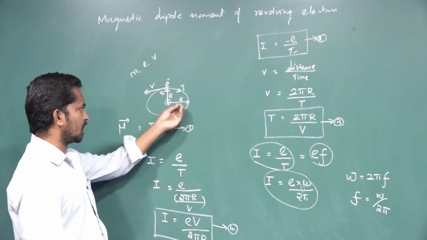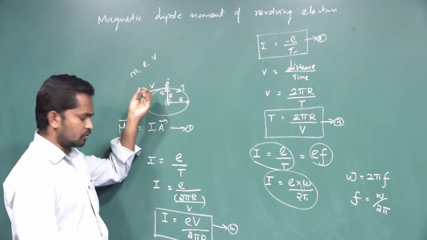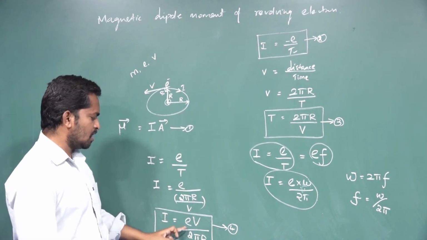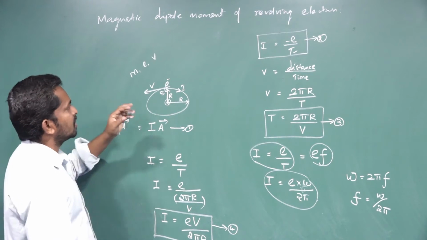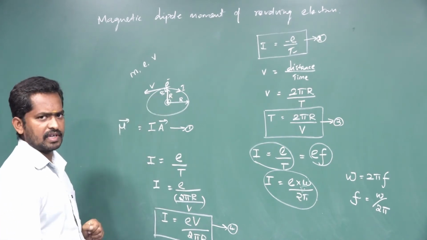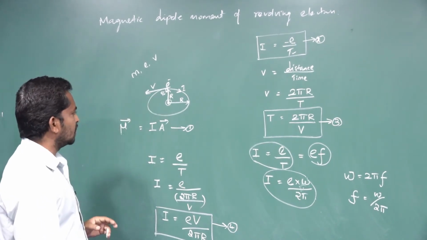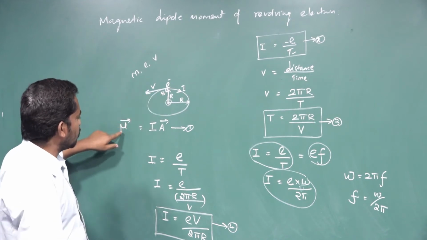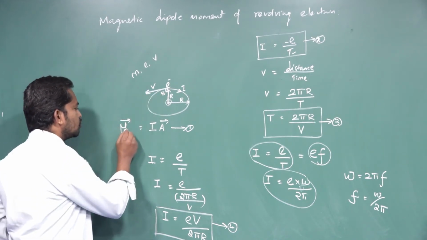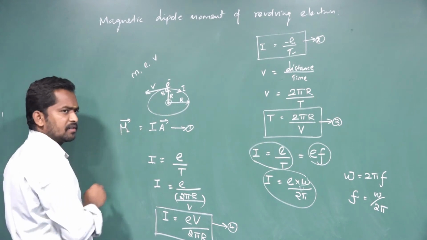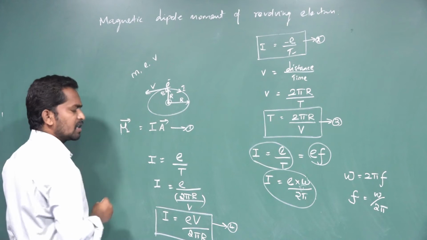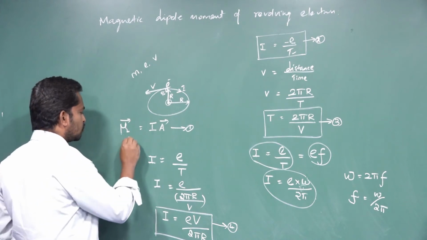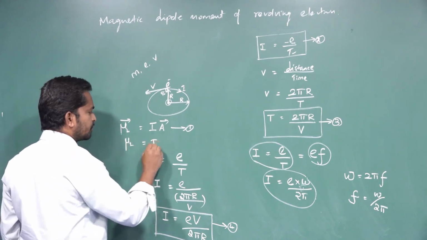The flow of electric charges develops the current equal to e v divided by 2 pi r. I want to calculate the dipole moment of the revolving electron. See the dipole moment equation. I want to take it in the convenient form mu L. So mu L vector is equal to I A vector. In magnitude, mu L is equal to I A.